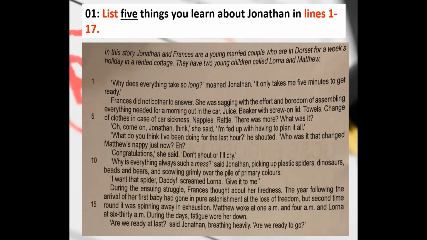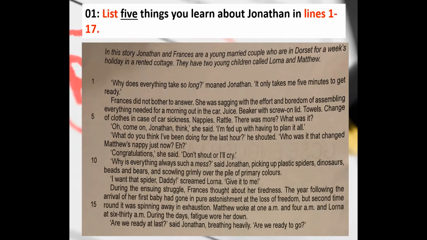At the top of that piece of writing, it's got a bit in italics, okay, which gives you an overview of the text itself. In this case, you've got Jonathan and Frances are a young married couple who are in Dorset for a week's holiday in a rented cottage. They've got 2 young children called Lorna and Matthew. That does not count as the lines that you can look at, but it does say lines 1 to 17.